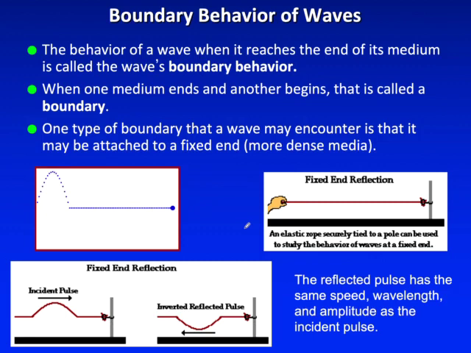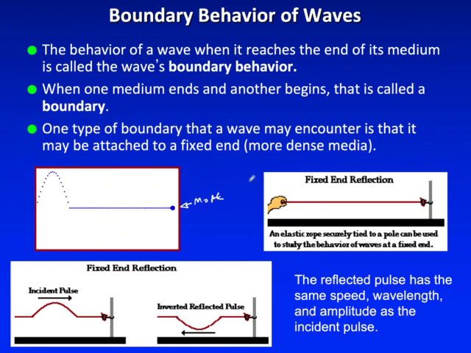One type of boundary you might run into is when a wave, or these are all pulses, run into a boundary here, where in this case, this area right here is more dense. What's going to happen here? Notice that the wave comes in, it hits it, and it bounces back on the opposite side. We say it's inverted.